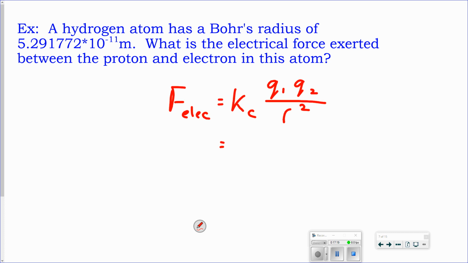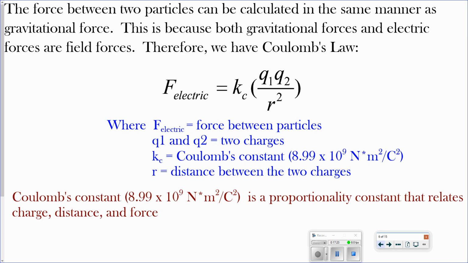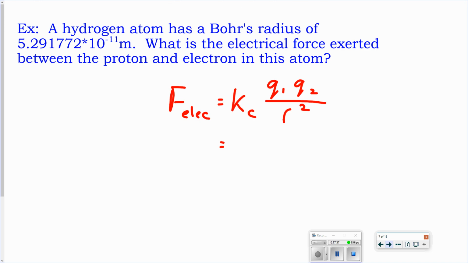So K sub C. A lot of times you'll see K sub C rounded to 10 times 10 to the 9th, because this is so close to 9. This is so close to 9, it's going to be 9 times 10 to the 9th. So you can do that too, and that's absolutely fine by me.